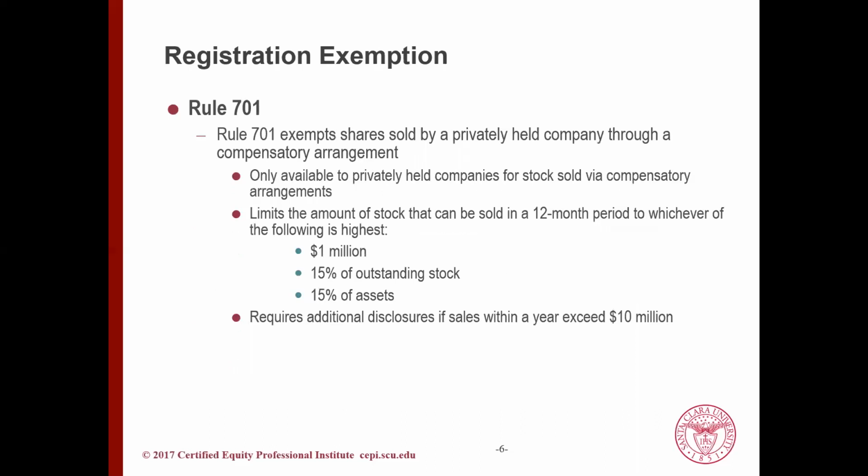Moving on to the next slide, another exemption from registration is under Rule 701. Rule 701 exempts shares sold by a privately held company through compensatory arrangements, so we're looking at our stock option plans and that type of thing. This is only available to privately held companies. There are limits to the amount of stock that can be sold within a 12-month period, and it's the highest of either $1 million, 15% of the outstanding stock, or 15% of the assets. There are additional disclosures required if there are sales within a year that exceed $10 million.